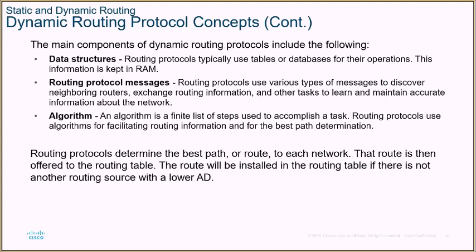And so it's a finite list of steps used to accomplish a task. Routing protocols use algorithms for facilitating routing information for the best path determination. So routing protocols determine the best path or route to each network. That route is then offered to the routing table. The route will be installed in the routing table if there is not another routing source with a lower administrative distance.